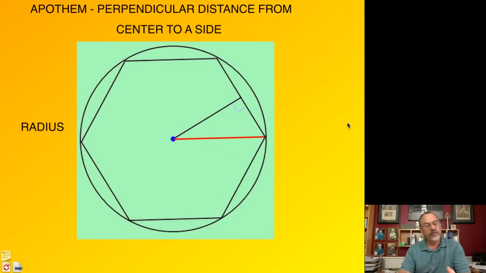We may be able to use 30-60-90 or 45-45-90 if one of these angles happens to be one of those. Or we can use trigonometry, sine, cosine, or tangent, because we have a right triangle. So creating right triangles is very important. So it takes an apothem and a radius to form a right triangle.